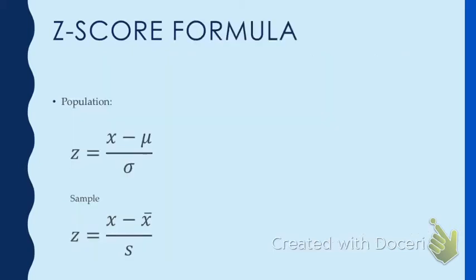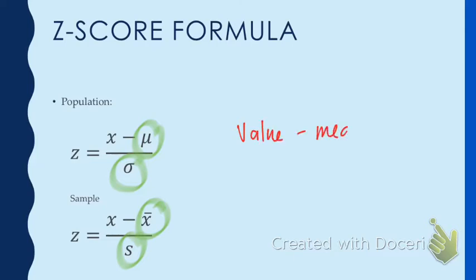Here are the two different z-score formulas. You do need to have these memorized. The only difference between the two is just the notation. But basically, it's just your value minus the mean over the standard deviation.